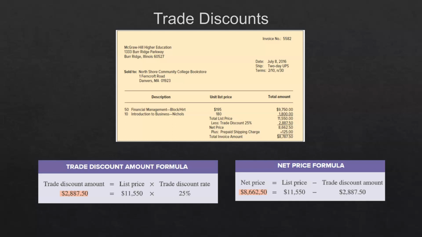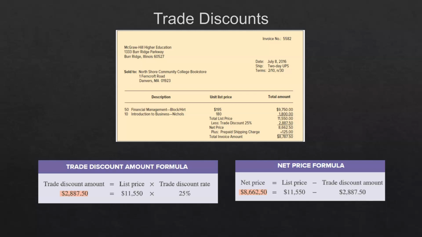And so here we have that same invoice, and here's how you can find the trade discount amount. Now, a trade discount is a discount, and so if we're finding a discount, we would do the same thing. It just happens to be a trade discount because it's given to a company that is buying from another company. The net price is basically just going to be your list price minus the trade discount amount.